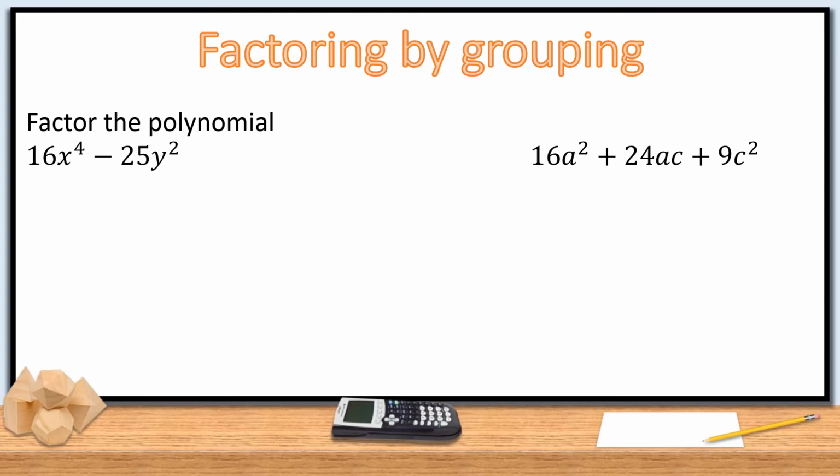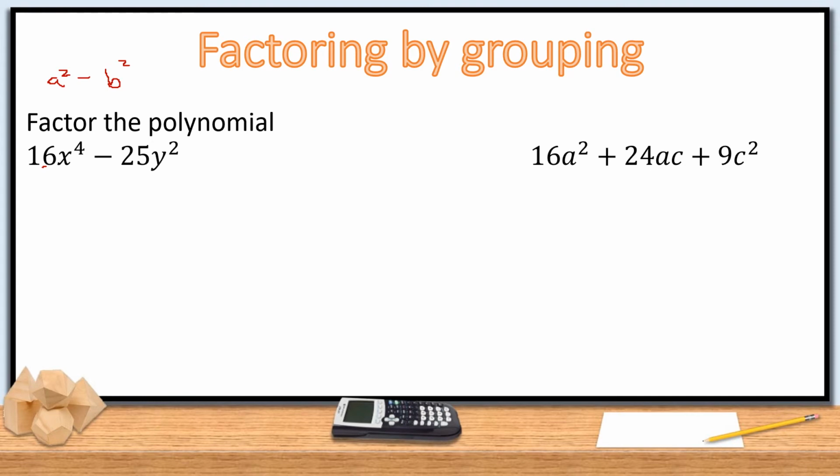All right, so let's factor the following polynomials. So we'll start with some of the more familiar stuff. 16x to the power of 4 minus 25y squared. So the key here is that you need to recognize that this is actually a difference of two squares scenario. So you've got two terms. They have even exponents. That's hint number one. And then the numbers, the numerical parts, are both square numbers.